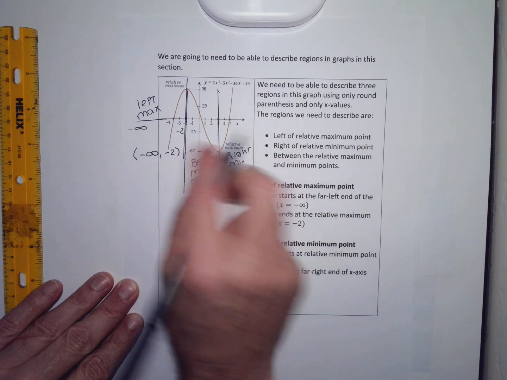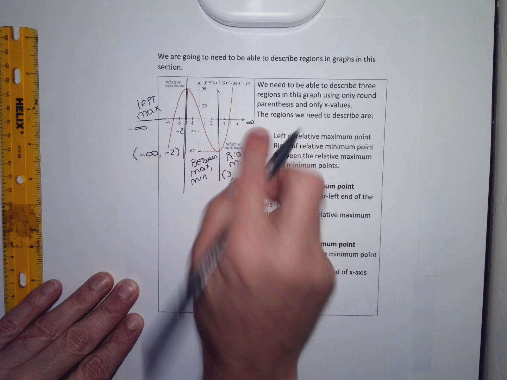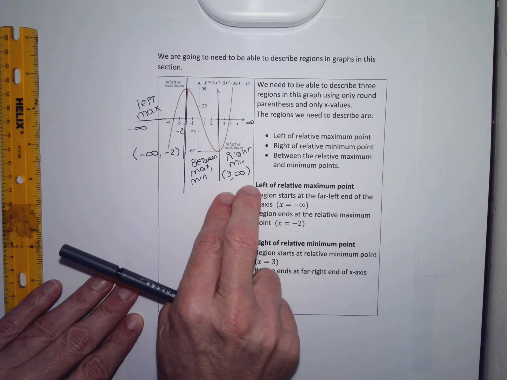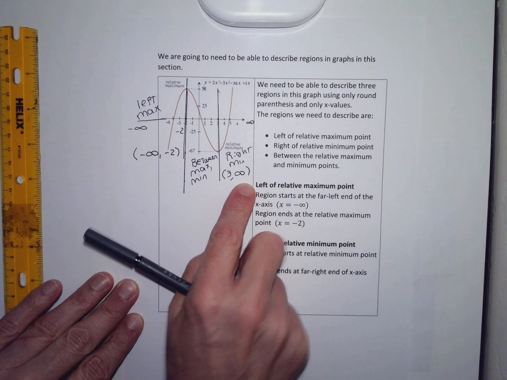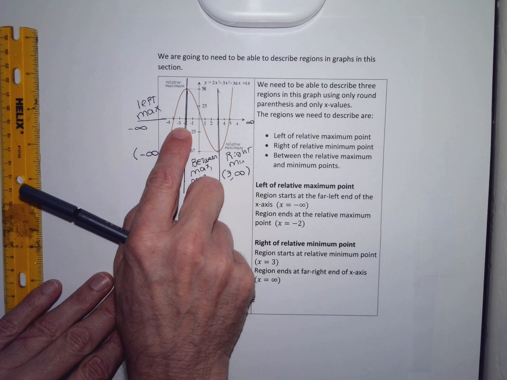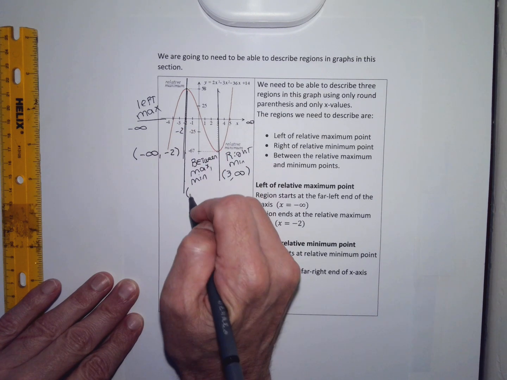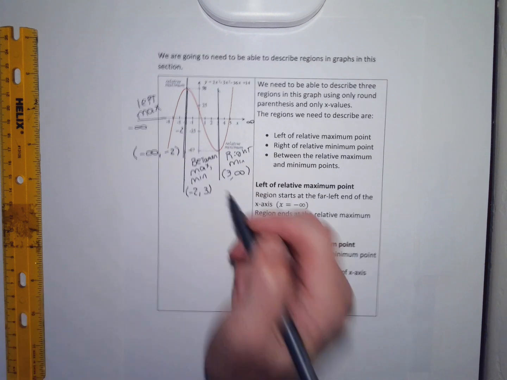And I'm assuming this region goes on forever to the far right edge of the x-axis, and the far right edge of the x-axis has an x-coordinate of infinity. So the region to the right of the relative minimum point, we describe it as the interval from 3 to infinity. And then between the maximum and the minimum point, the middle region starts at the x-coordinate of the maximum point, which is -2. It ends at the x-coordinate of the minimum point, which is 3. The region between the maximum and the minimum point, I'm going to describe using the interval -2 to 3.